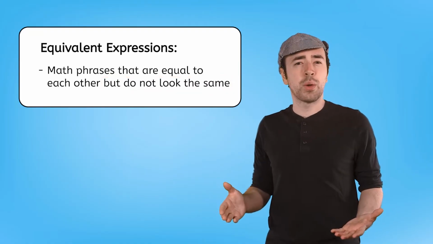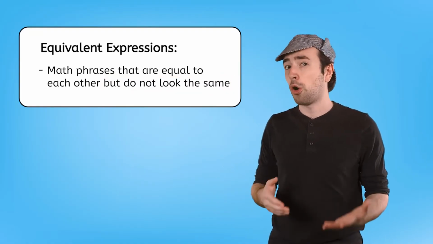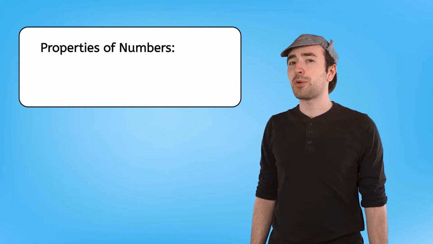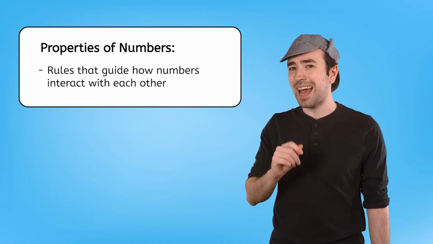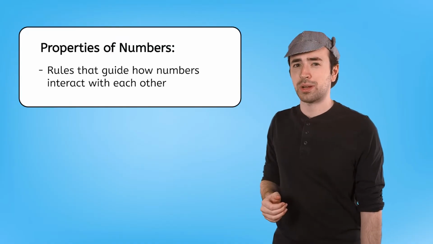What's the secret to knowing if two expressions are equivalent? That's where the properties of numbers come in. These are rules that guide how numbers interact with each other. Let's take a look in our detective briefcase to see what they are.